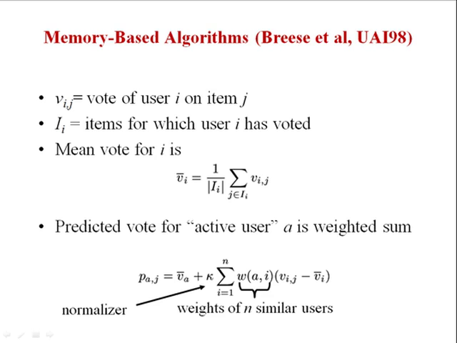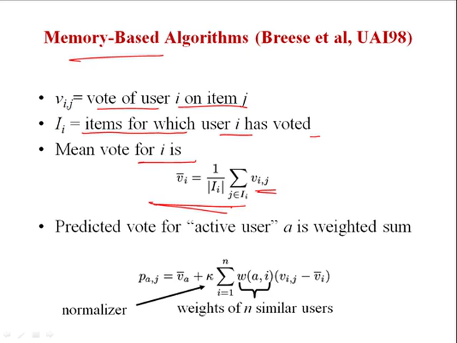Now the memory-based algorithms by user voting. Suppose v_ij represents the vote of user i on item j. I_i represents the set of items for which user i has voted. Then the mean vote will be calculated using this scheme. v̄_i is equal to 1 divided by the size of I_i times the sum over j, a member of I_i, of v_ij, where v_ij means the vote of user i on item j. Calculate the sum of all such votes divided by the item count. Now we can predict the vote for active user a as a weighted sum of these. This is the normalization factor and represents the weight of all similar users. v̄_i is equal to the mean of all user votings.